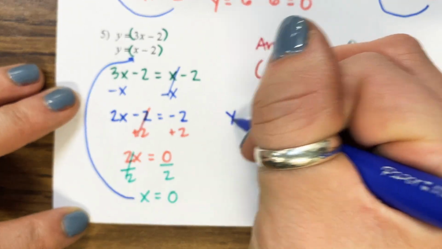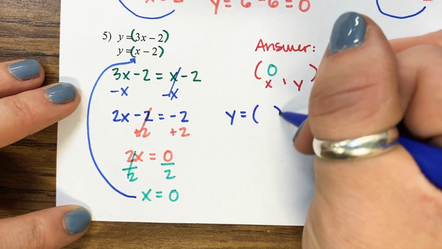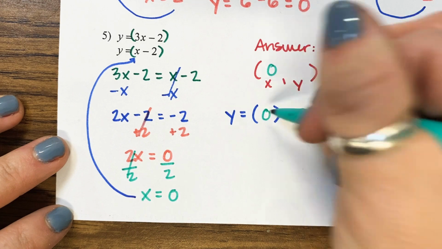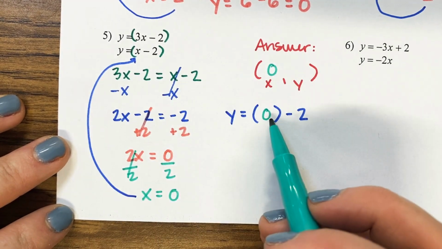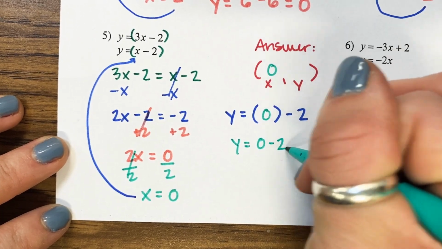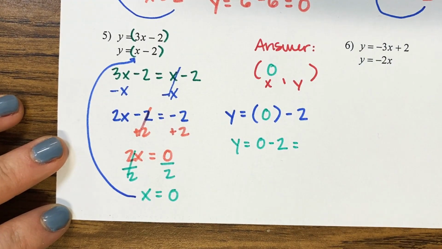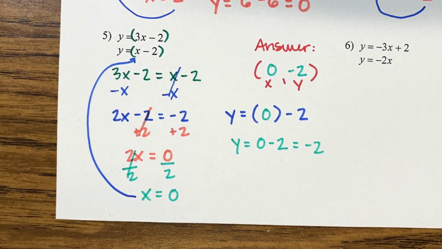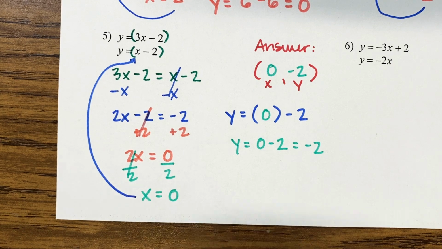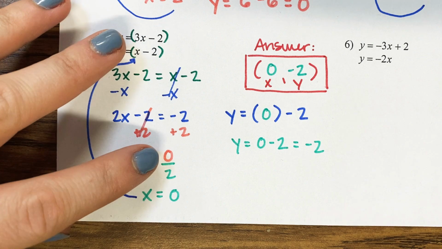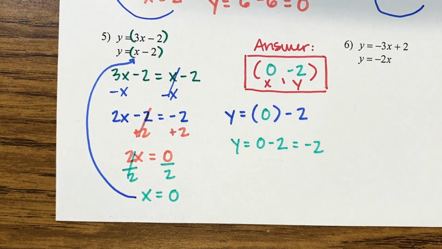So I'm going to do y equals, okay, it used to be an x. Now I'm going to plug in that 0 because x minus 2, now it's 0 minus 2. Well, what is 0 minus 2? What do we get? We get negative 2. So our final answer is (0, negative 2). Beautiful. One more example.